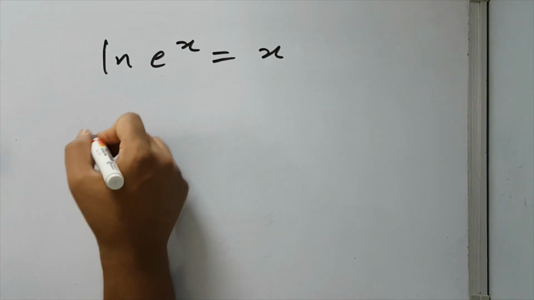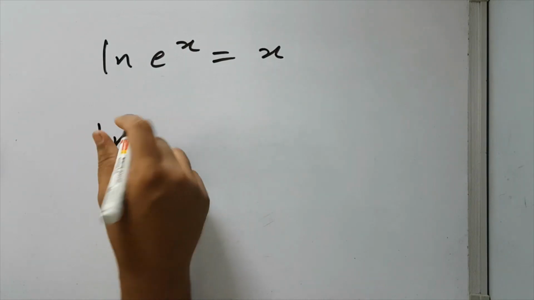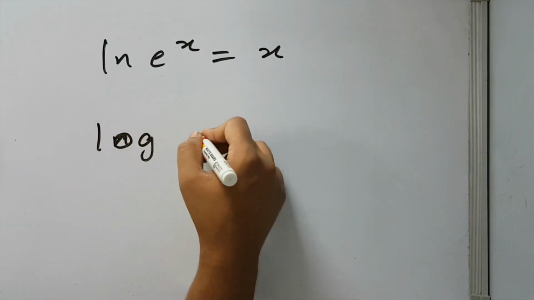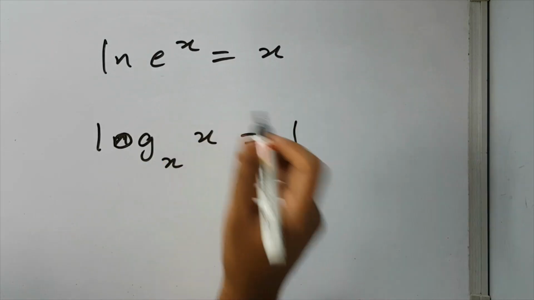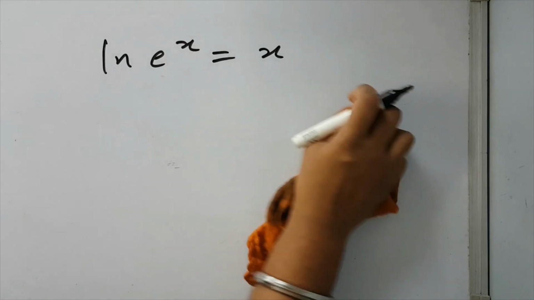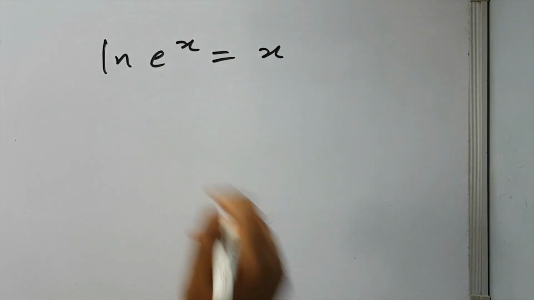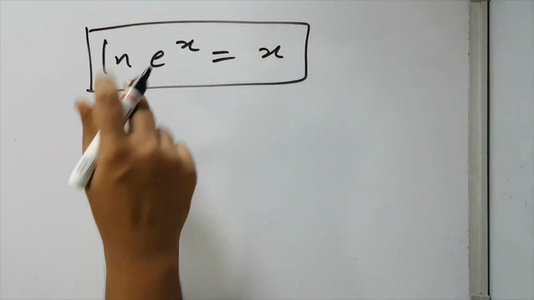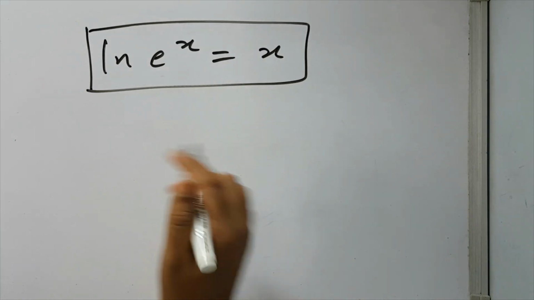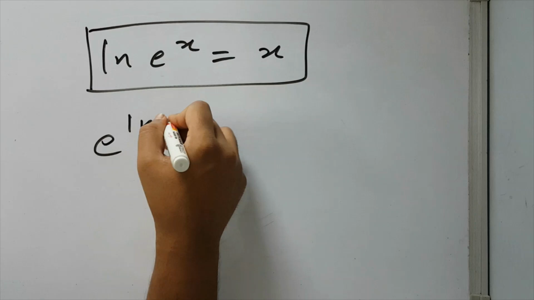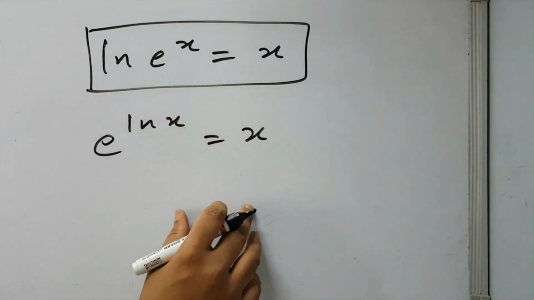The basic idea is कि ln of या log of x to the base x will be equal to 1, क्योंकि x raised to 1 will give you x. Okay, तो ln of e raised to x is equal to x. ये एक बहुत इंपॉर्टेंट सा फॉर्मूला है जो तुमको मालूम होना चाहिए. Now the other one is e raised to ln x. e raised to ln x is also equal to x.